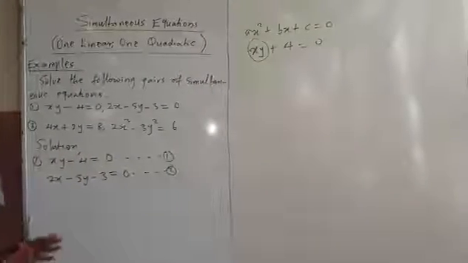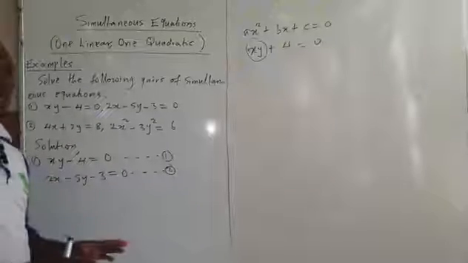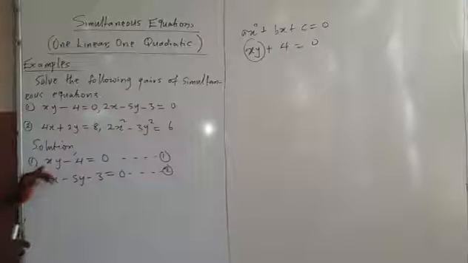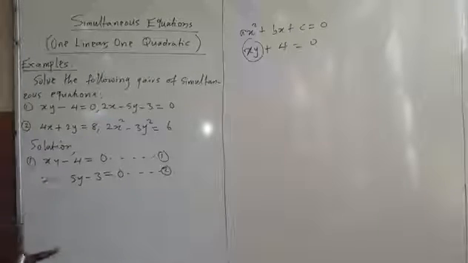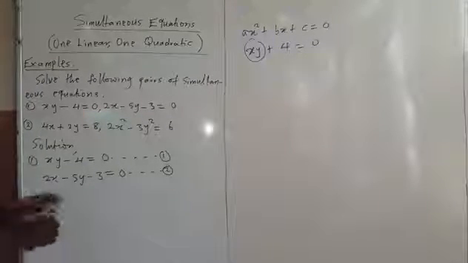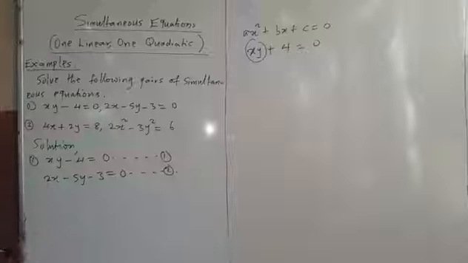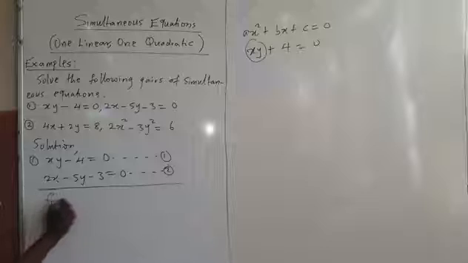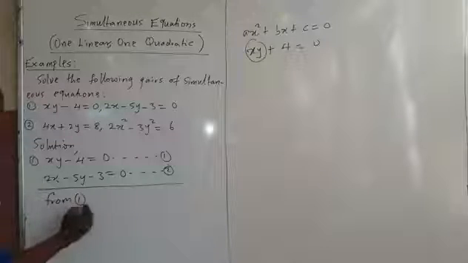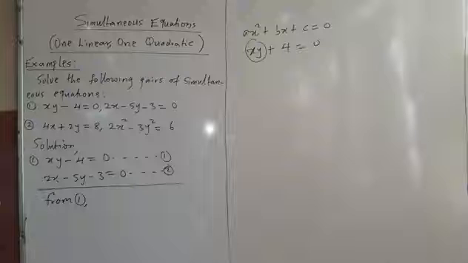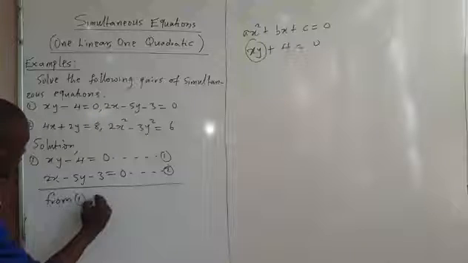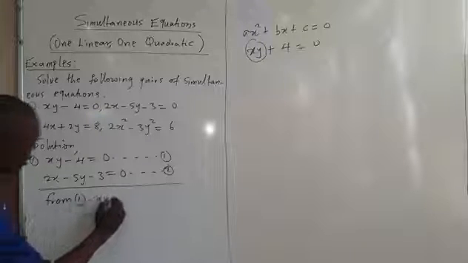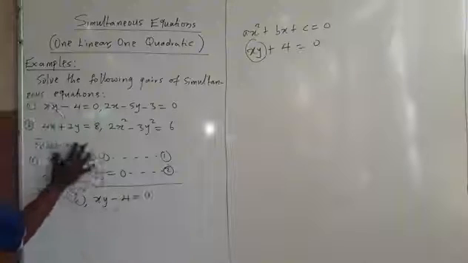To do that, simply make one of the unknowns the subject of the formula from equation 1 or equation 2, any of the two equations. So you can make x or y the subject of the formula. Let me make it from equation 1 now. So making y the subject of the formula, we have xy minus 4 equals 0, from equation 1.